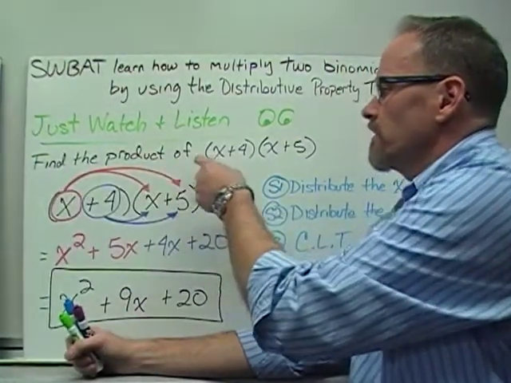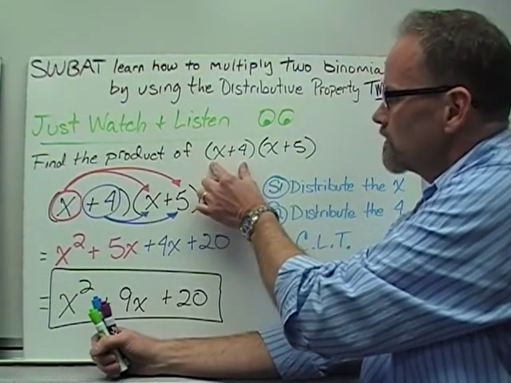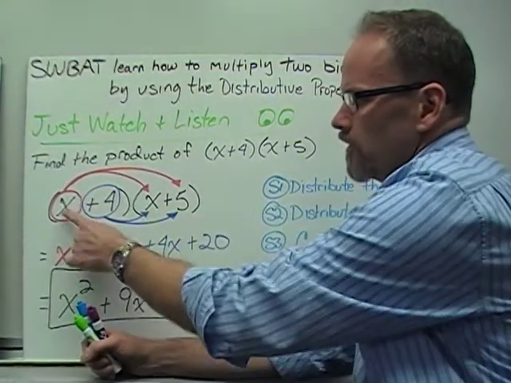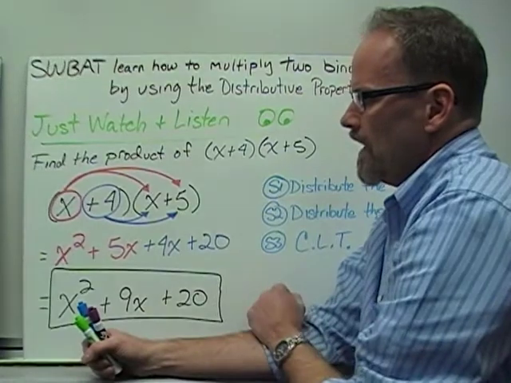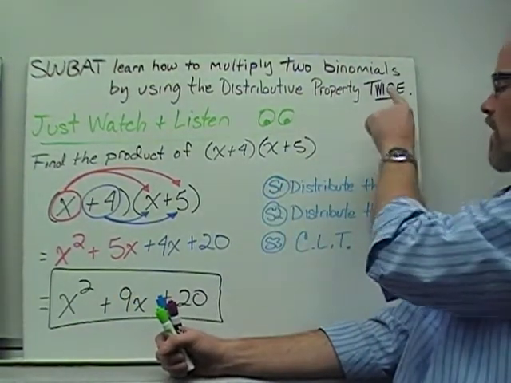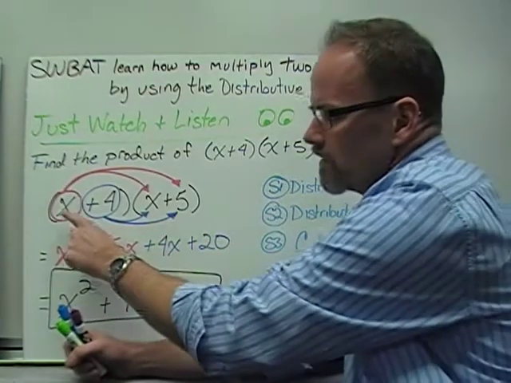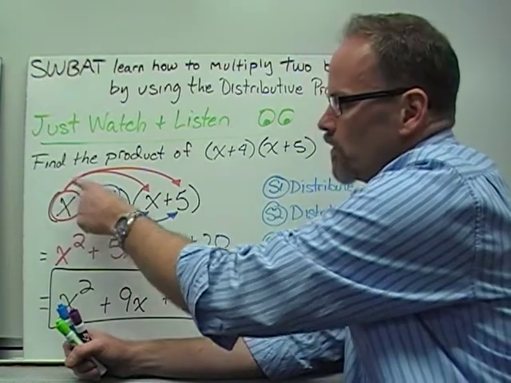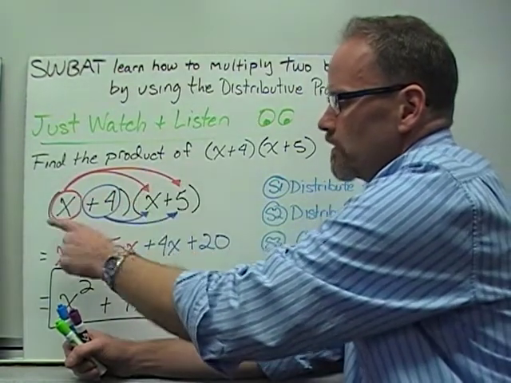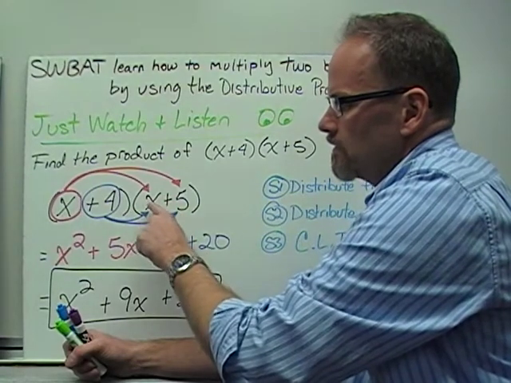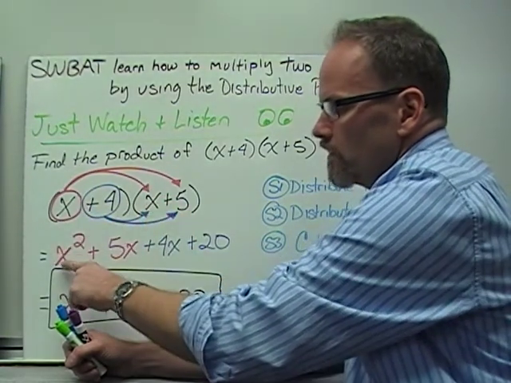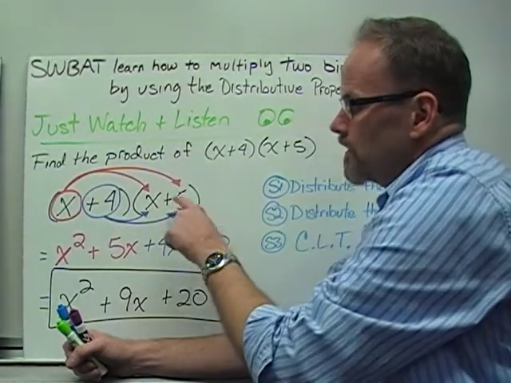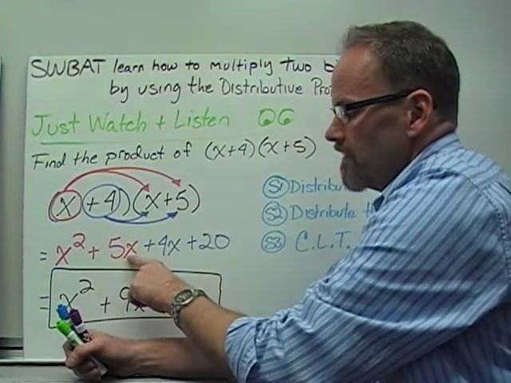The question says, find the product of this quantity, x plus 4, times this quantity, x plus 5. I rewrote it here. X plus 4 times x plus 5. And like I said, we're going to distribute twice. So first we're going to distribute the x, with this circle here. And normally when we distribute, we multiply against the first term and then the second term. So let's do that. Positive x times positive x is a positive x squared. Then multiply it on the second term. Positive x times a positive 5 is a positive 5x.